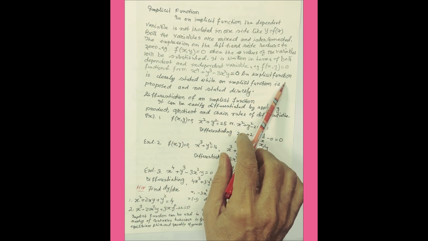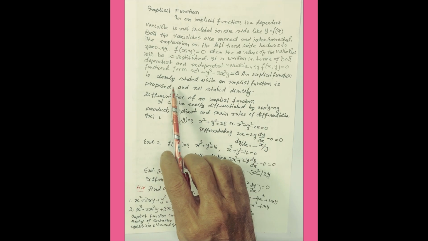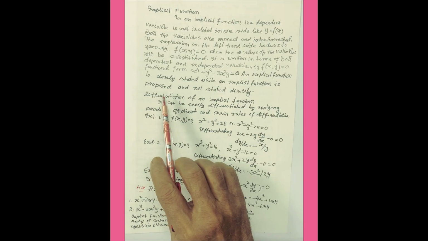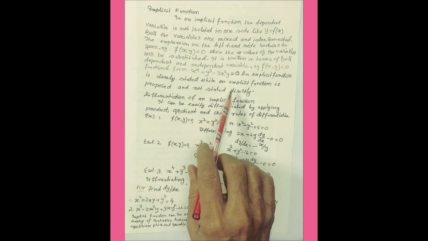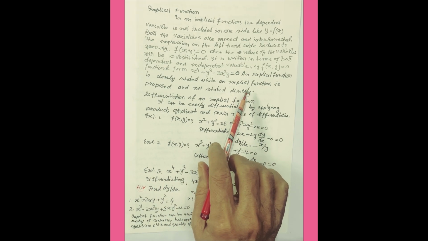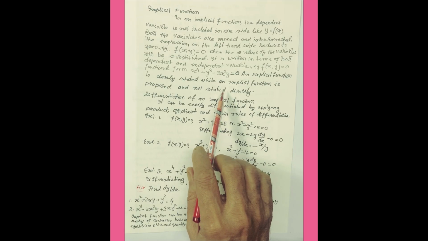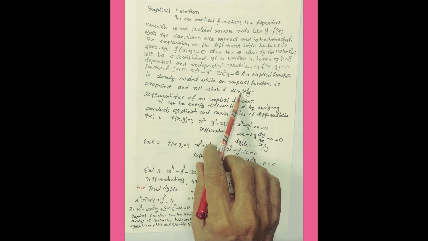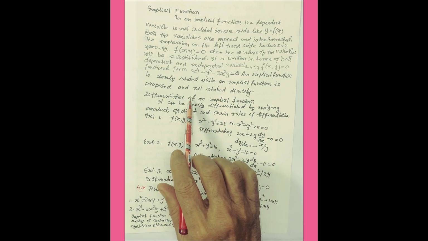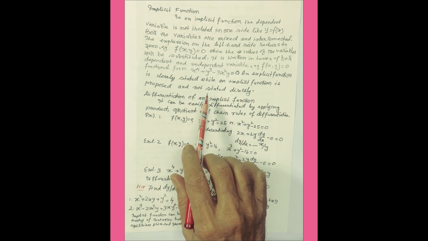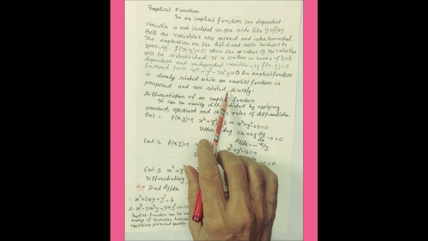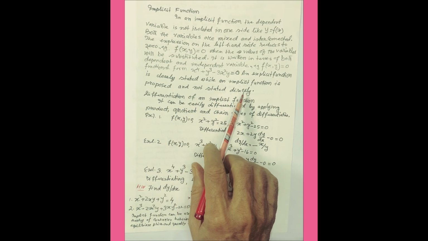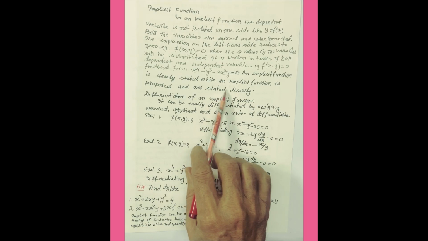An explicit function is clearly stated, while an implicit function is not stated directly. An explicit function is stated directly that y is a function of x. This is the formula: y is a function of x. So the function may be y is equal to alpha x to the power beta. But in an implicit function, it is not stated directly.